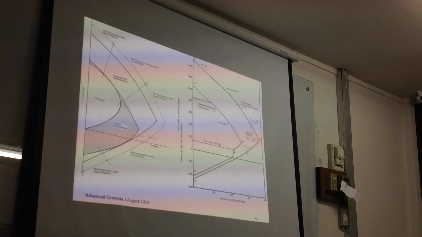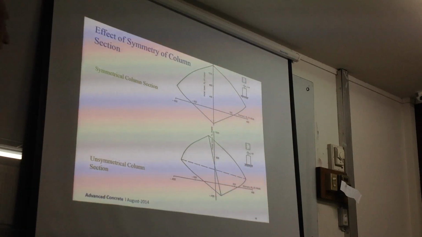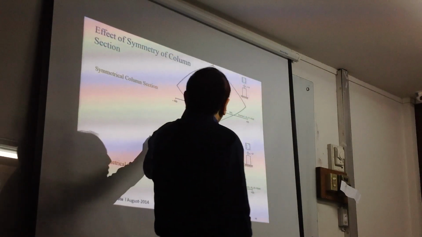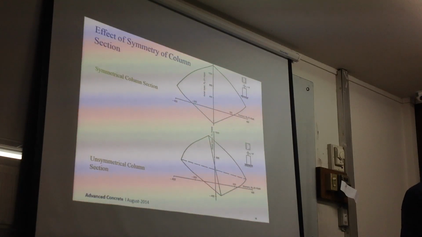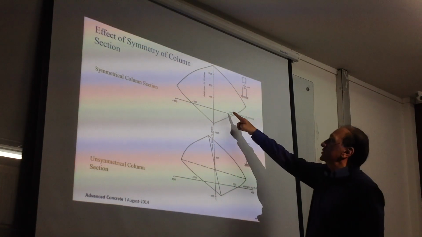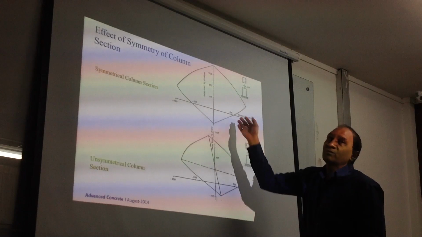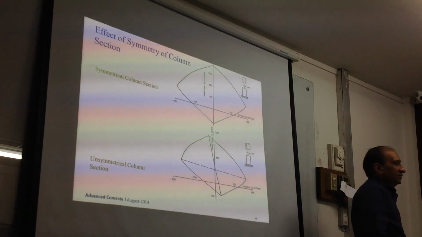Okay, so now we are getting better information on how those equations that we develop can help us to understand many things. This is an effect of symmetry of cross section. I discussed last time a little bit, that when this section is not symmetrical, this is a symmetrical section. Both sides, negative, positive moment, you have the same behavior.